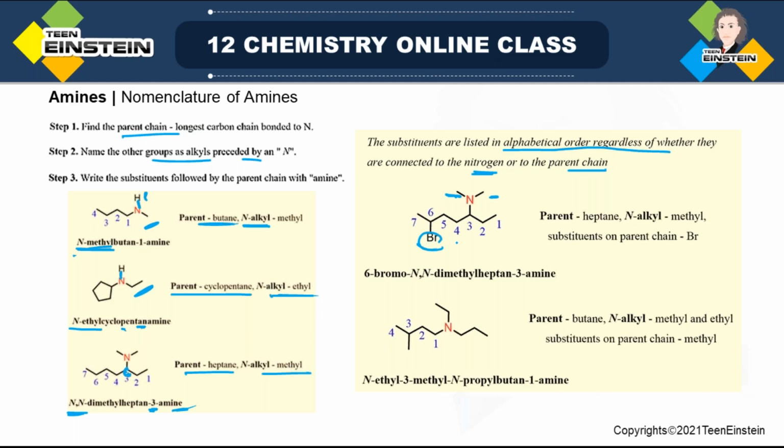Now B comes before M, so that is why you have to mention 6 bromo first, because whether bromo is attached to nitrogen or carbon, that is not important. Important thing is whether it is alphabetically arranged or not. So 6 bromo must be written first. It is not that N-dimethyl then you are writing 6 bromo. No, 6 bromo first. Whatever its position, it must be before M. B comes before M alphabetically. Then rest of the part there is no change.